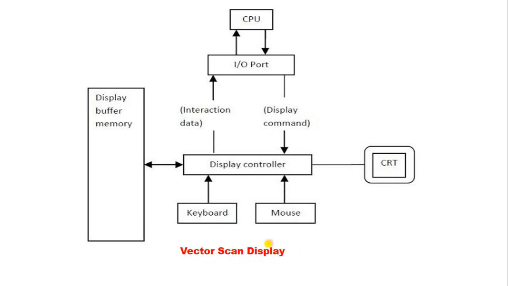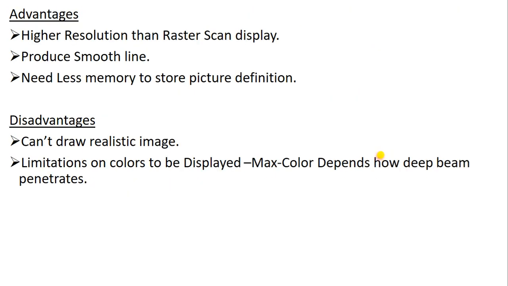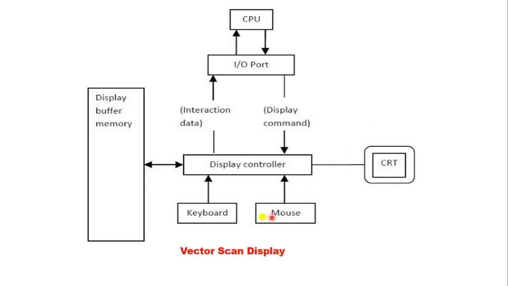We know how vector scan display works. Whatever data, commands, display list and information there is, it is stored as commands in the display buffer memory. The information goes to the central processing unit and comes back, and is taken by the display controller. The display controller passes that information to the beam, as I explained in the cathode ray tube video. The beam takes that information and strikes the phosphor screen. According to that, the image is generated only at the particular area where we want it. So this is the working of the vector scan display.